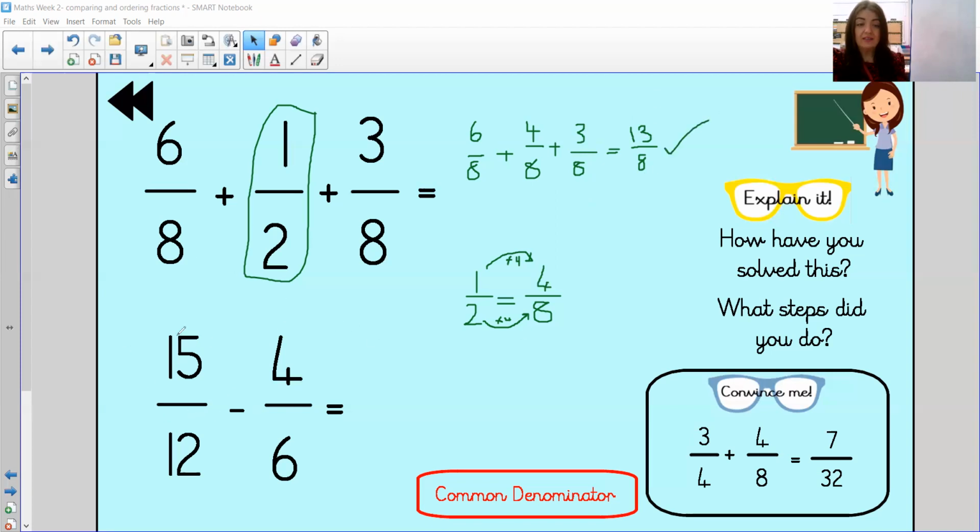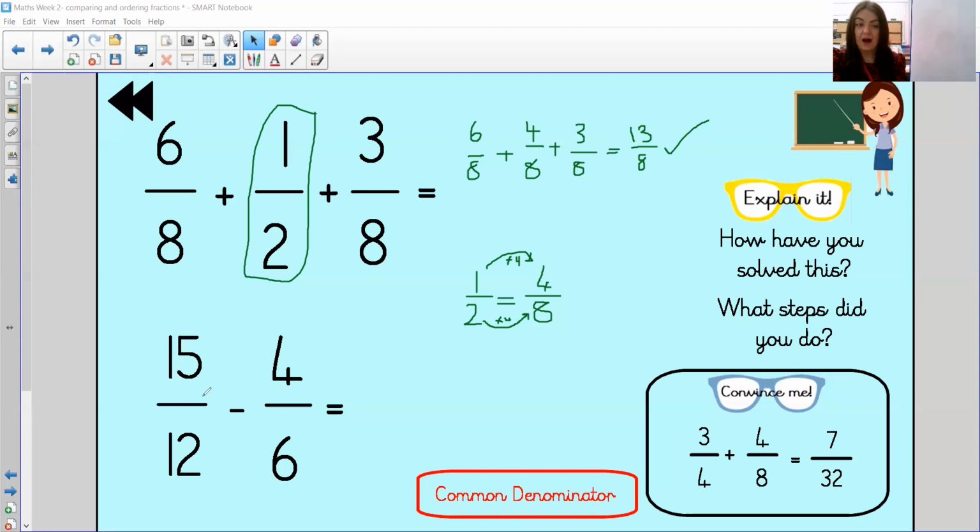Right, this one here, I'm hoping that you notice is actually an improper fraction. Does that change anything about your adding or your subtracting? No, it does not. I can just do it as I have been doing all this week, just simply taking them away. But can I take them away as they are? No, I cannot, because they have got different denominators. So which one of these do we think is best to convert into equivalent fractions? 12 and 6, I know that 6 is half of 12. So if I was going into 6, I would have to divide that by 2.